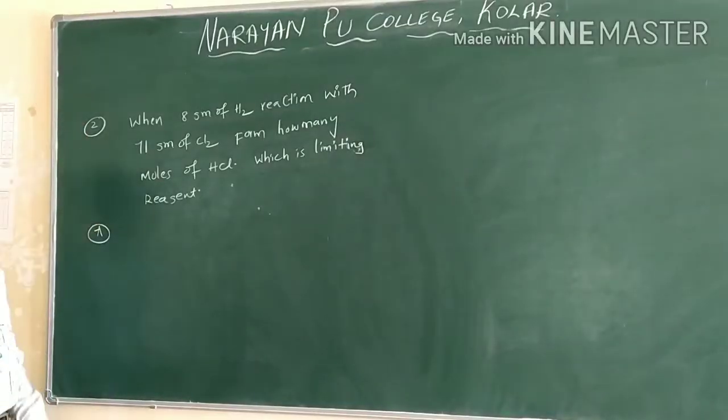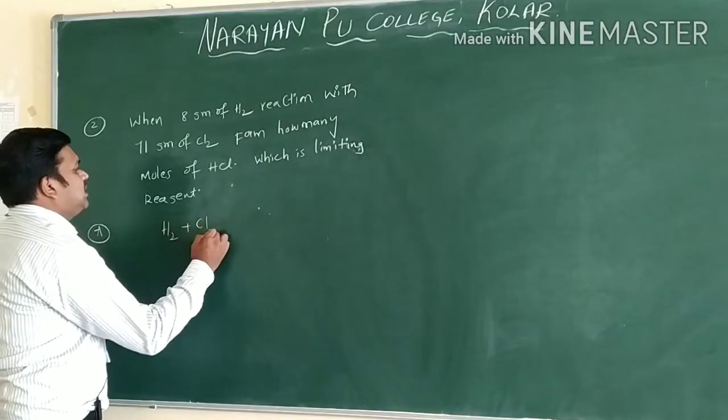See the next question we have. When 8 grams of H2 react with 71 grams of Cl2, how many moles of HCl form, and which is the limiting reagent in this question? First of all, you have to write the chemical equation between H2 and Cl2.